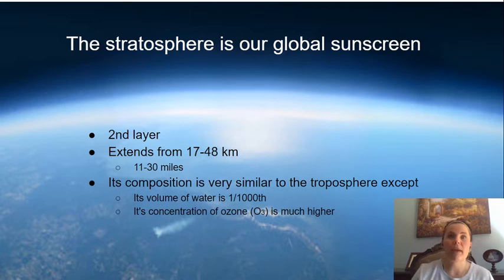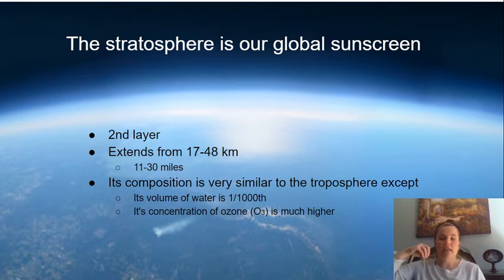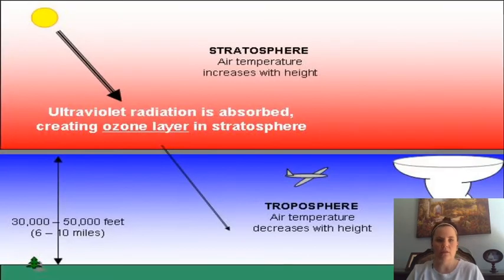So, the major thing you need to know about our stratosphere is that this is where we find our ozone. That is the number one most important thing about the stratosphere. After you get past the mile marker 11, you get into the stratosphere, and it has O3, which is your ozone, and its volume of water is 1/1000th. So, not a lot of water, ton of ozone. And we're going to learn the difference between good ozone and bad ozone.